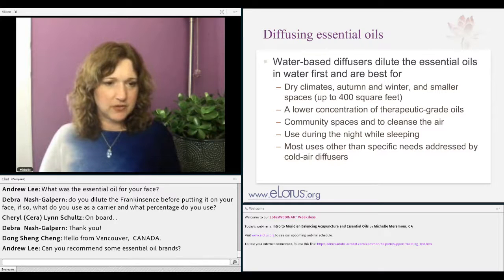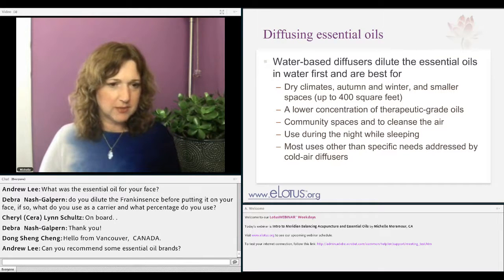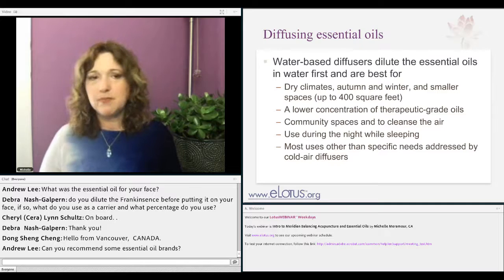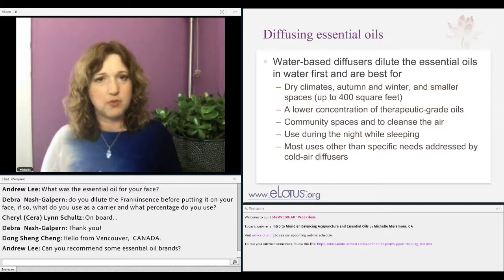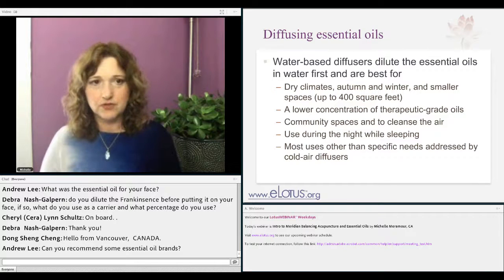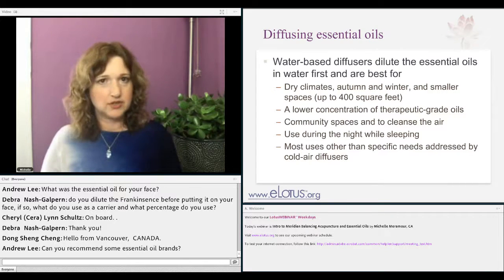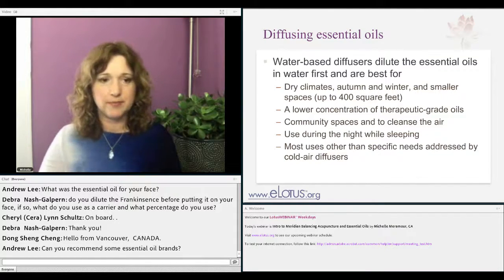For the question about do I recommend some essential oil brands, pretty much just go with what is therapeutic grade, and there's different reasons to go with different manufacturers, and it depends on your individual clinic needs. If we have time, we can talk about that at the end. But as long as it's approved by the FDA for internal use, like their citrus oils, the orange oils, the mint oils, then it's pretty much a reputable company that you can work with.